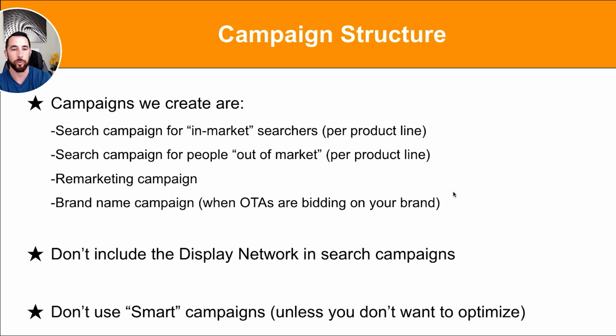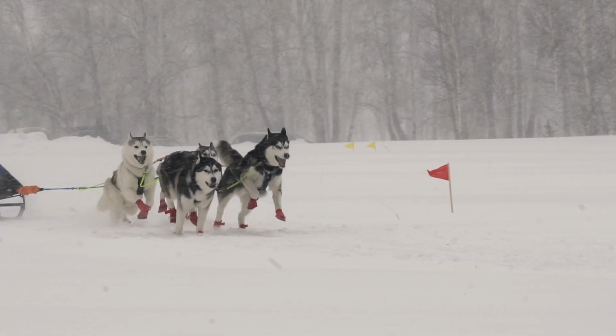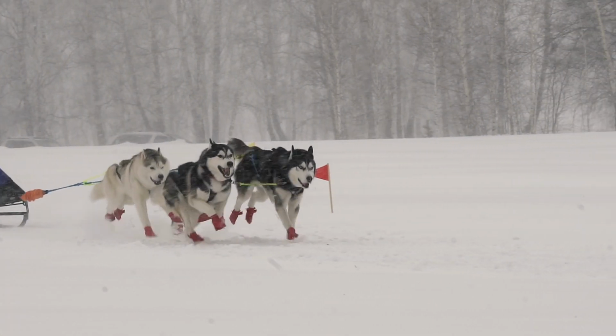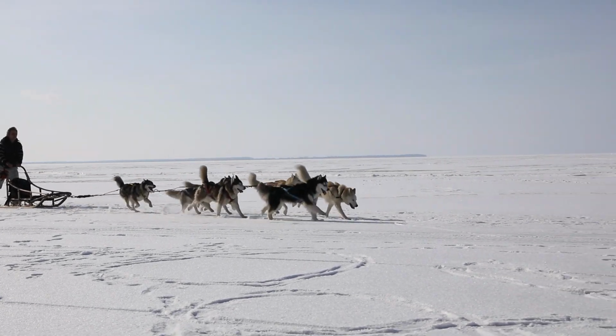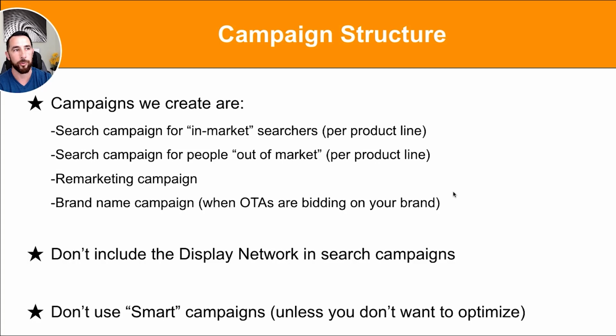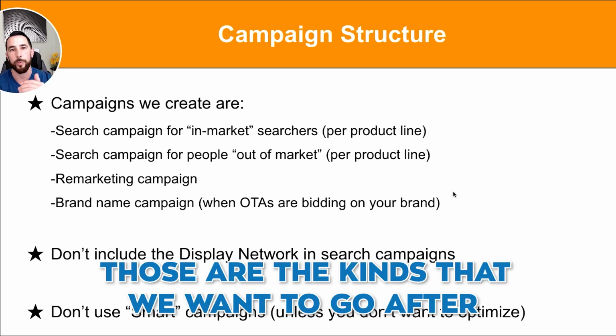Campaign structure. Some of the campaigns we like to create target people who are basically in market searching for your particular experience or activity. Let's just say I'm doing dog sledding tours. If somebody is in your location, they don't have to be, but generally in your location, and they're searching for dog sled tours near me, or dog sled tours in your city or location, those are the kinds of people we want to go after.